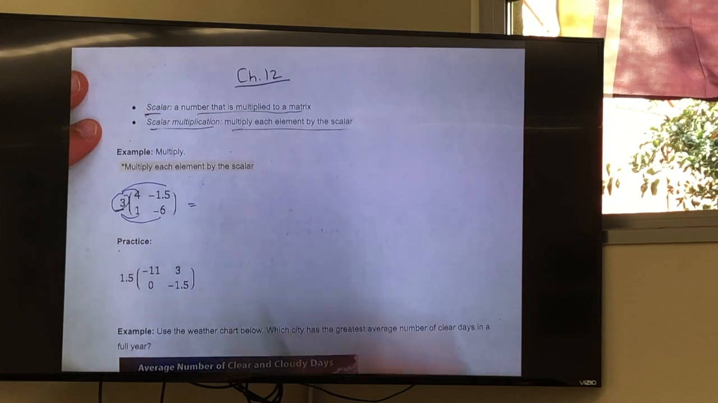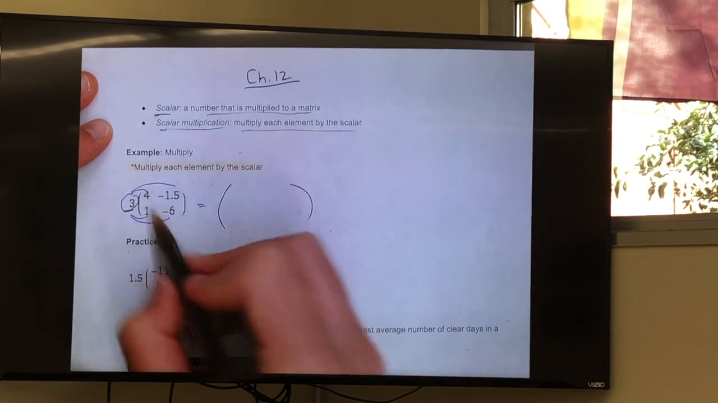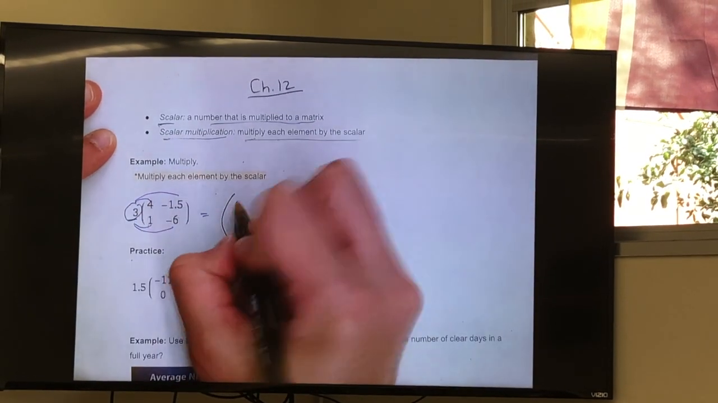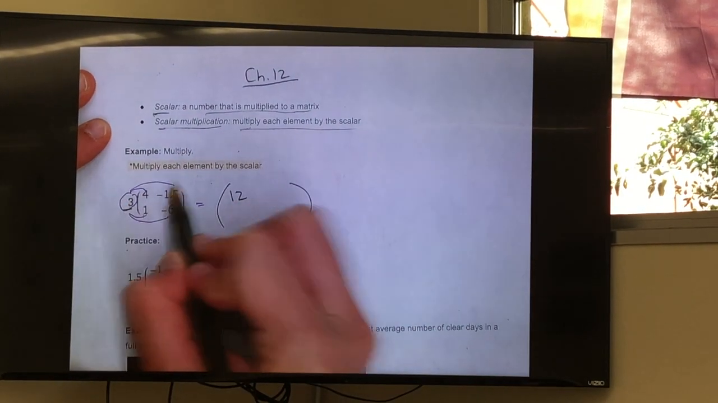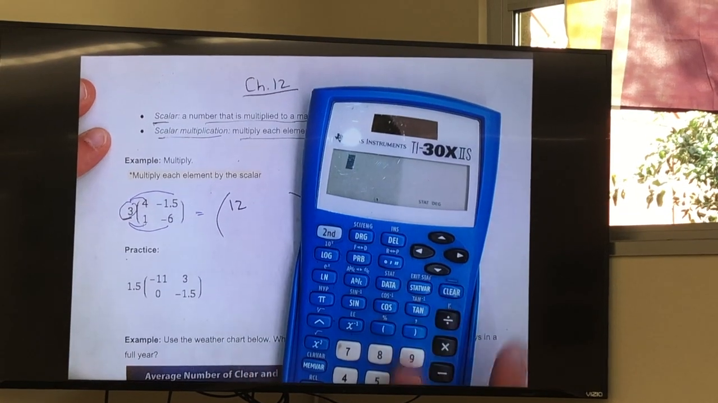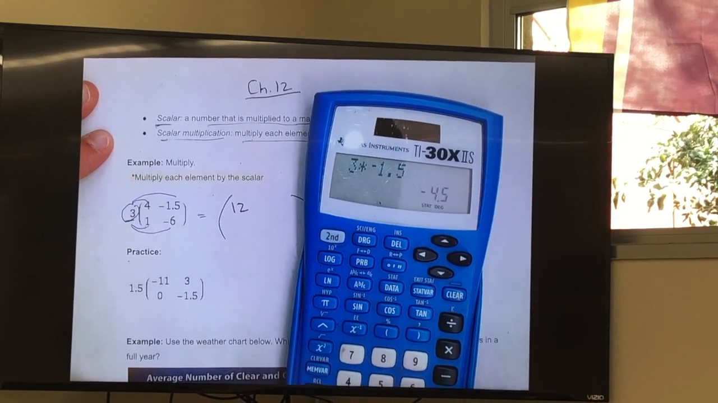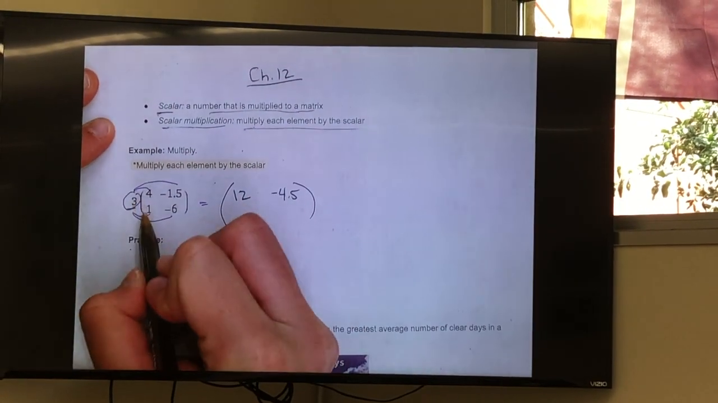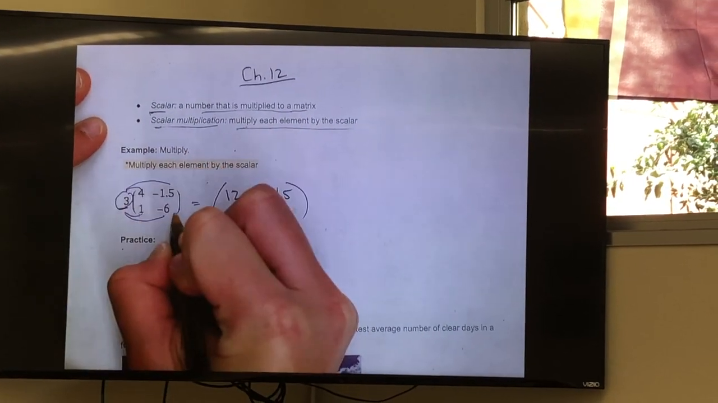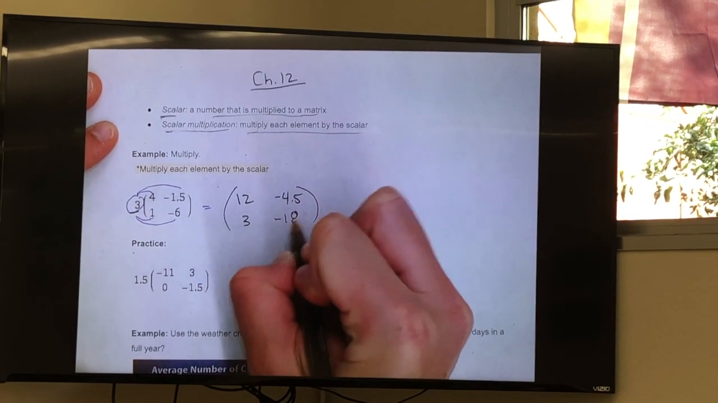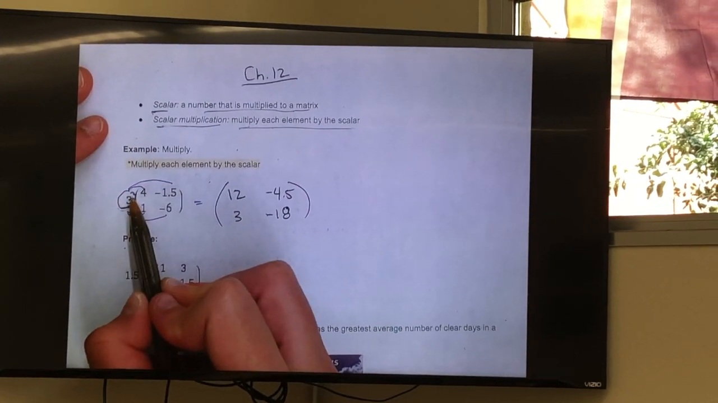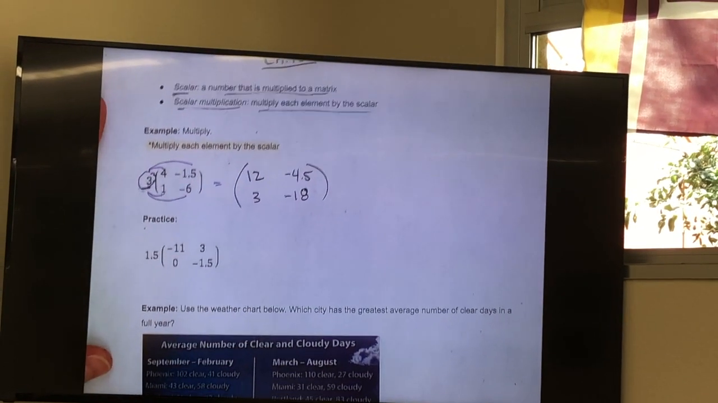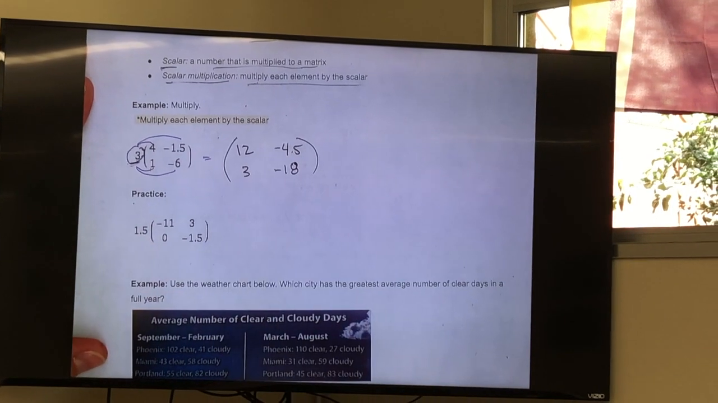So 3 times 4, just as in the front, if this is a 2 by 2, this will also be a 2 by 2. So 3 times 4 in the top left, 3 times negative 1.5, mental math, negative 4.5 in the top right, 3 times 1, and 3 times negative 6 is negative 18. Again, you take this scalar, just the number, and you distribute it to each term in the same spot. Go ahead and get your calculator out and try this example here on your own.